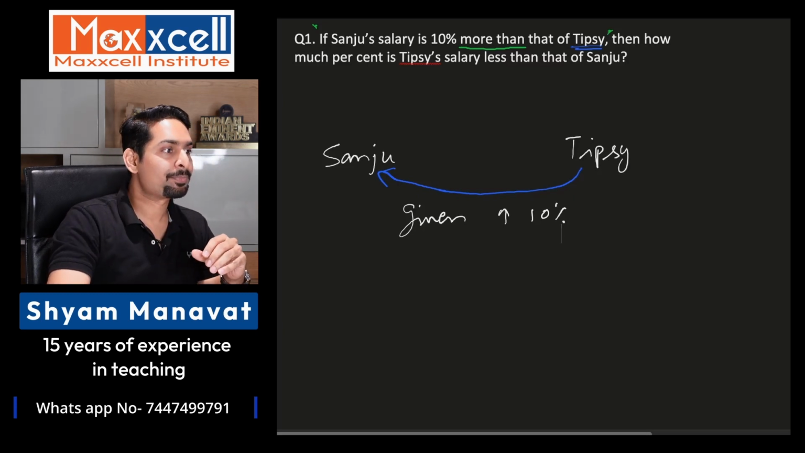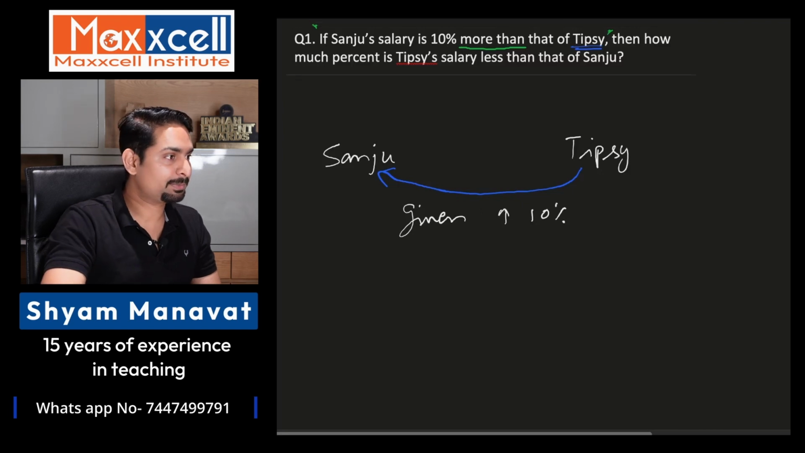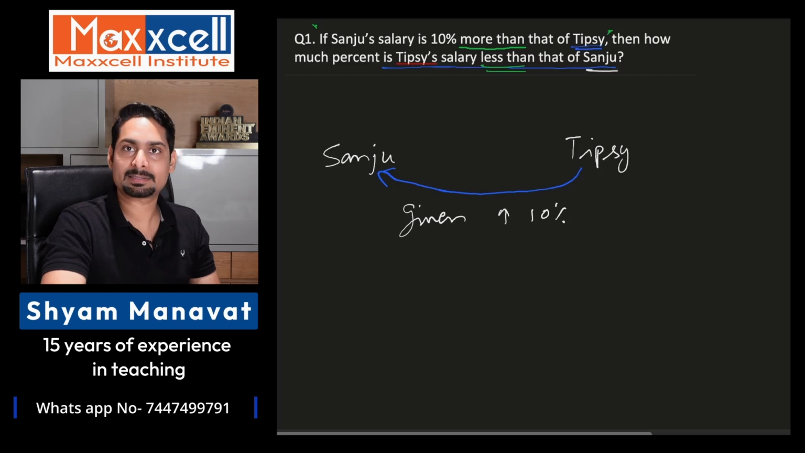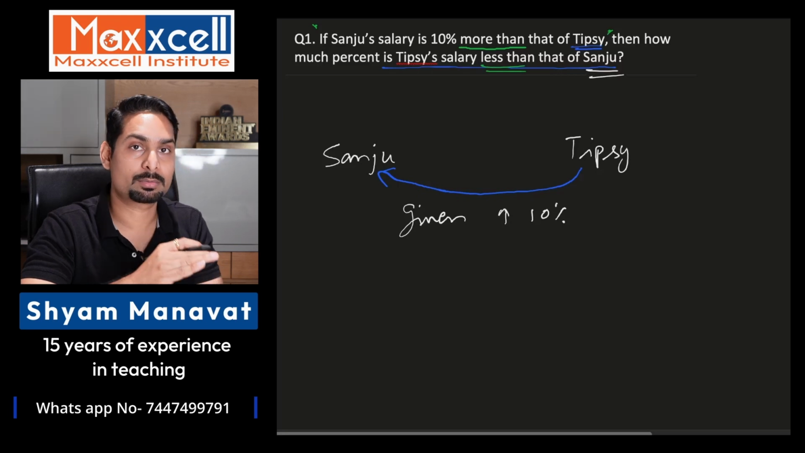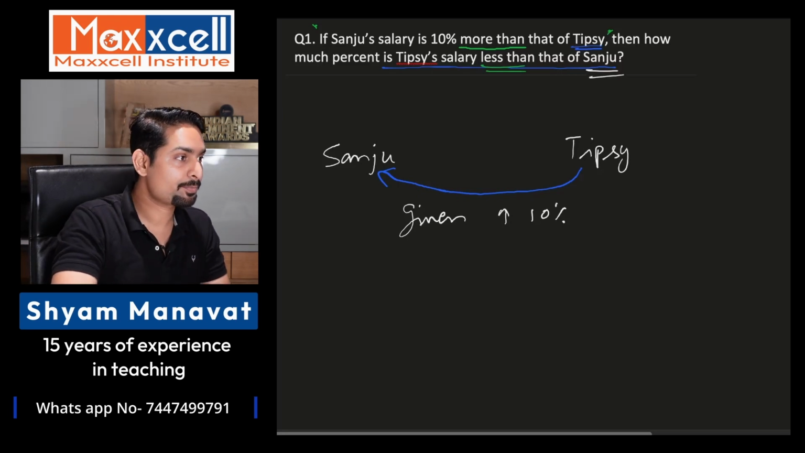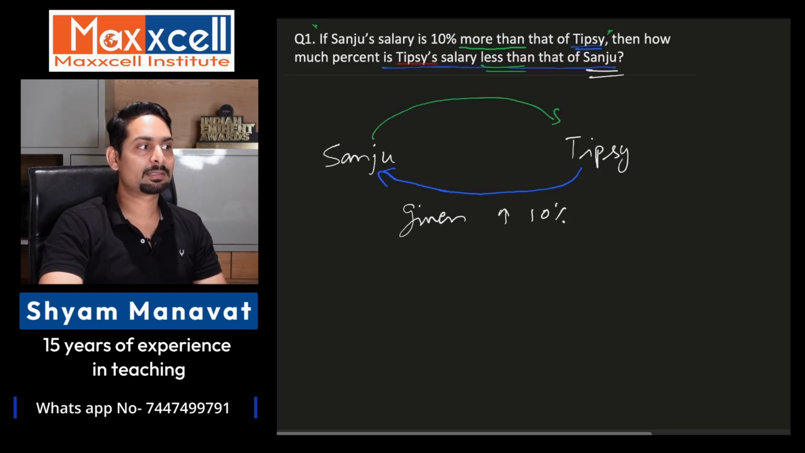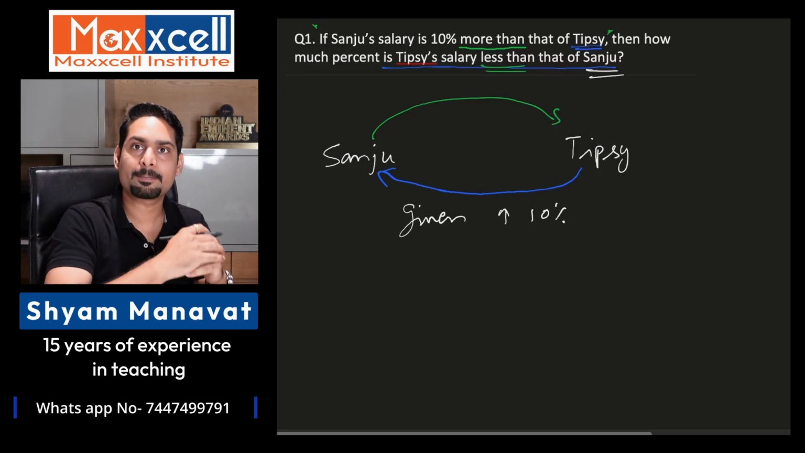Clear? Great. Okay. How much percent is Tipsy's salary less than that of Sanju? Now for this particular sentence, "less than" is a comparative degree. Yes, this is comparative degree. And after that what you have is Sanju. So for this sentence, the comparison is happening with Sanju, so the base value is Sanju. That means we will see: from Sanju, if you want to have Tipsy, what is the percentage decrease? How much percentage less? Percentage decrease, one of the same thing, right?